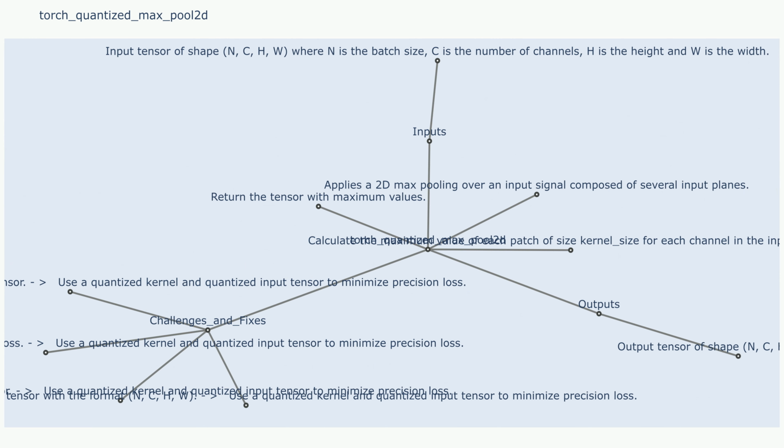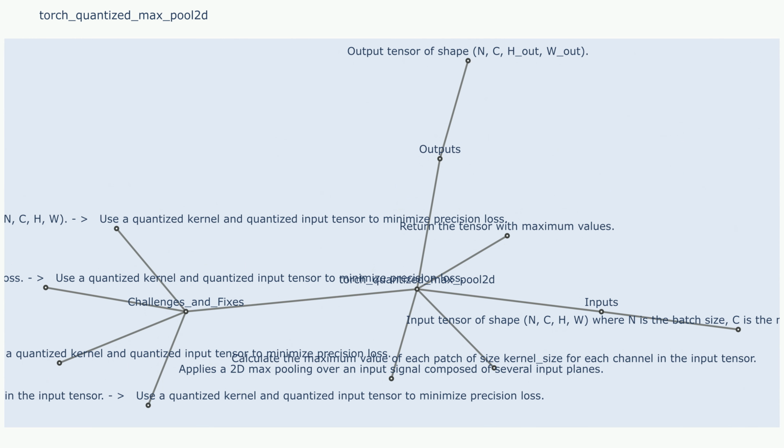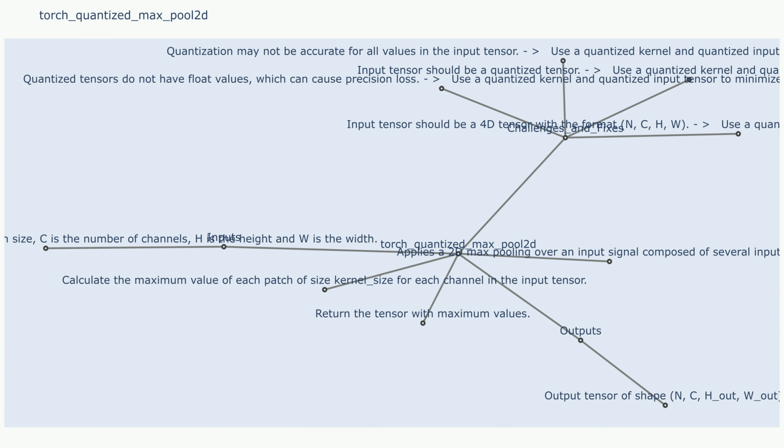Kernel size and stride are both 3. Ceil mode is set to true. Fixes. The output tensor will have a height and width that are slightly larger than expected. This is due to the ceil operation used in calculating the output size. To avoid this, it is recommended to use a padding value that ensures the output size is divisible by the kernel size.